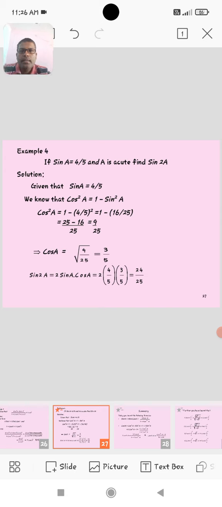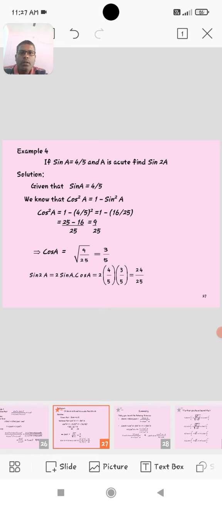Once again, listen to this problem. If sin A is equal to 4 by 5 and A is acute, find sin 2A. Given that sin A is equal to 4 by 5, we know that by using the Pythagoras law or anything, you have to apply the formula. Our target is to find out the cos A value. So here, the easy way is to take cos square A is equal to 1 minus sin square A. How to write this one? Using that condition, sin square A plus cos square A is equal to 1.